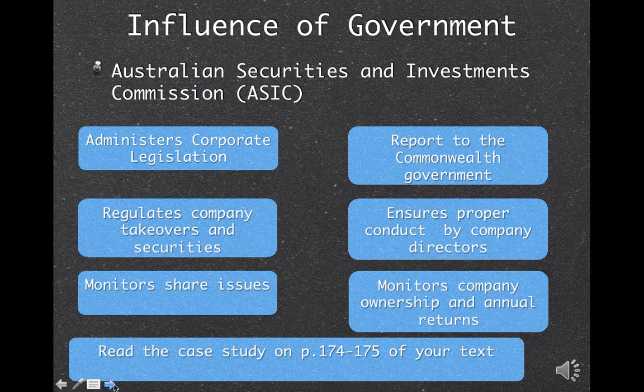They report to the Commonwealth Government on all these issues. They make sure that company directors, the directors of big companies, are doing the correct thing, that their ethical standards are correct. And they monitor the ownership of businesses and the annual financial returns that businesses send in, to make sure that they are producing ethical business reports, that the accounting practice is done correctly. Now, if you read the case study on page 174 to 175 of your text, that will give you much more information about ASIC.